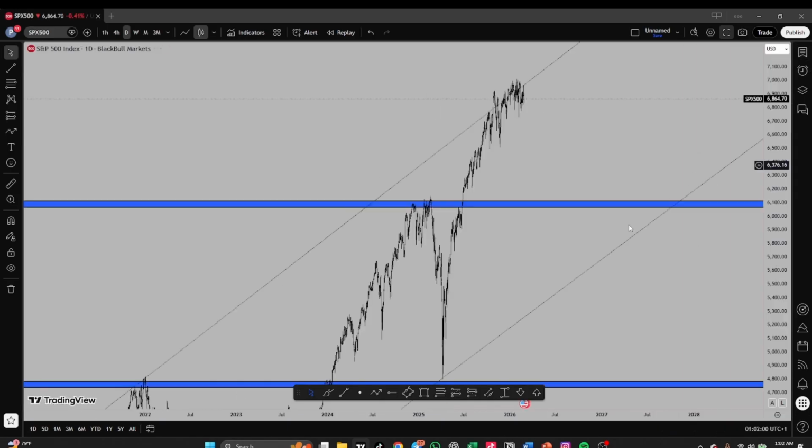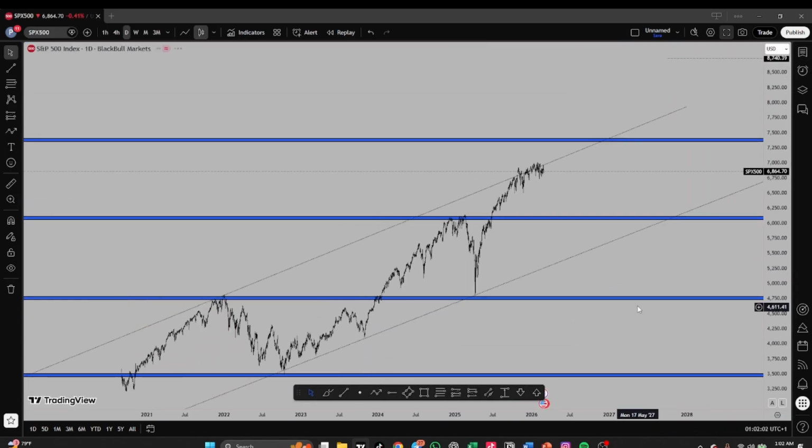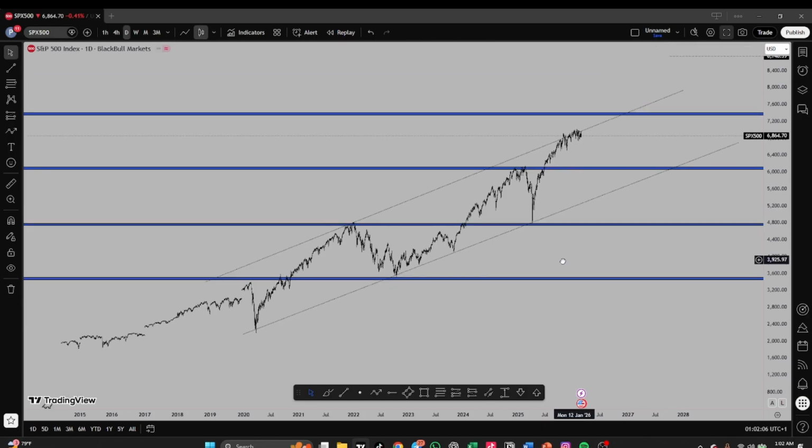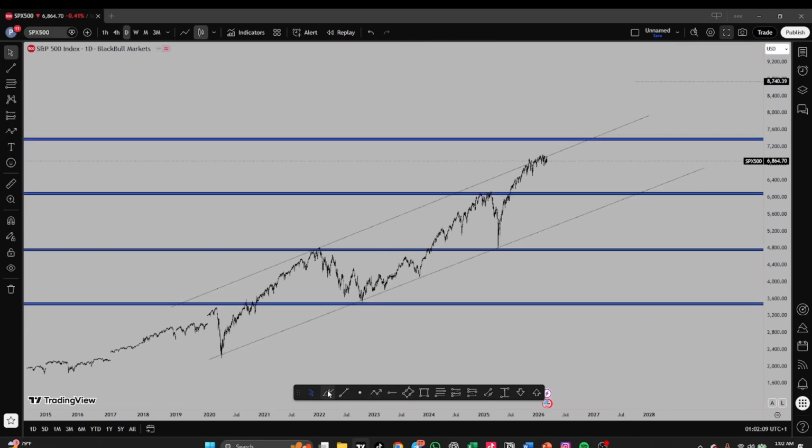S&P 500, this market is currently at its peak. We are trading at the upper channel, so it is not okay to trade a buy.